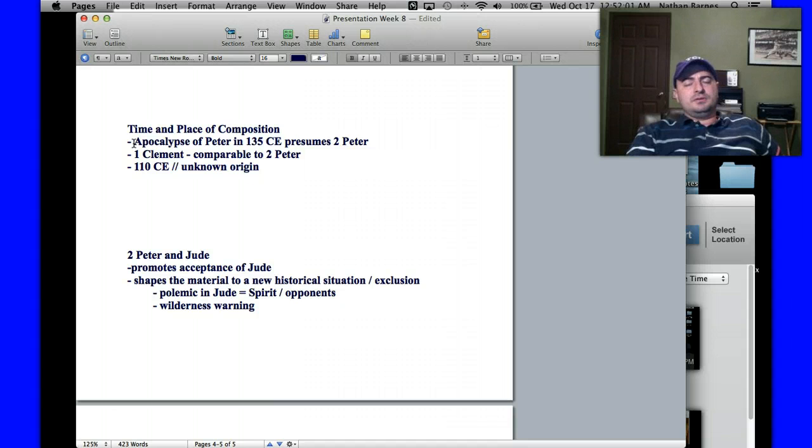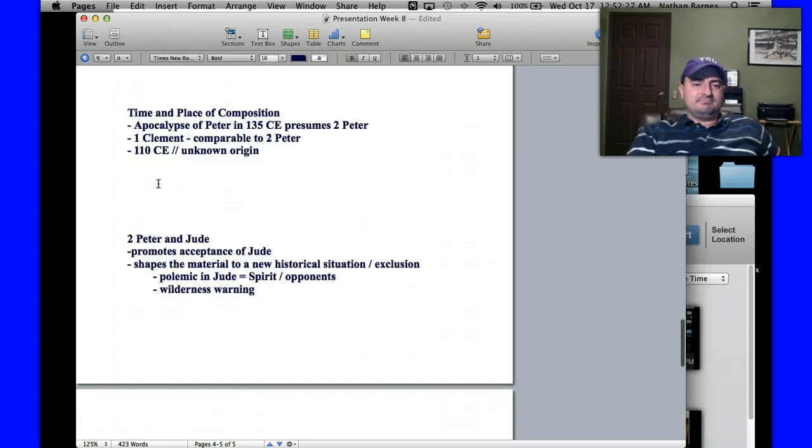And then First Clement, which is also a very early writing, is written about 90, 95 CE. It's very comparable to 2 Peter. So because of those two writings that were dated between 90 and 135, scholars think it was written about 110.